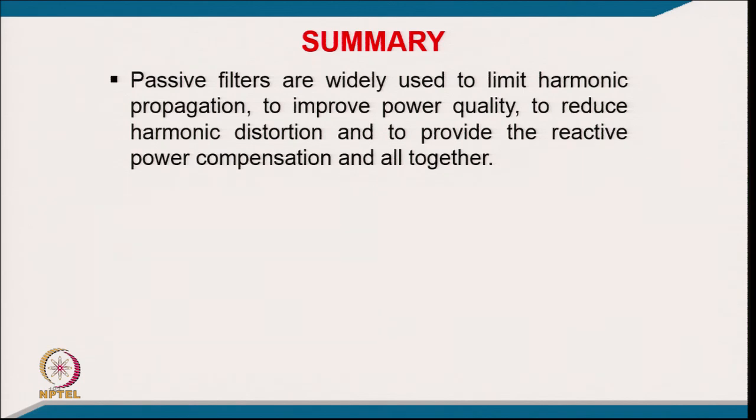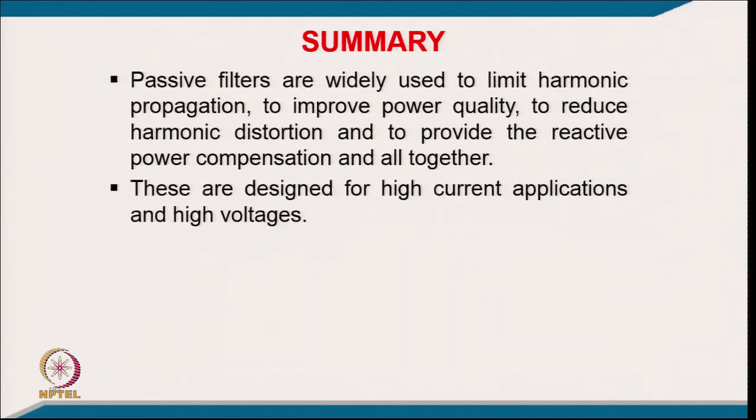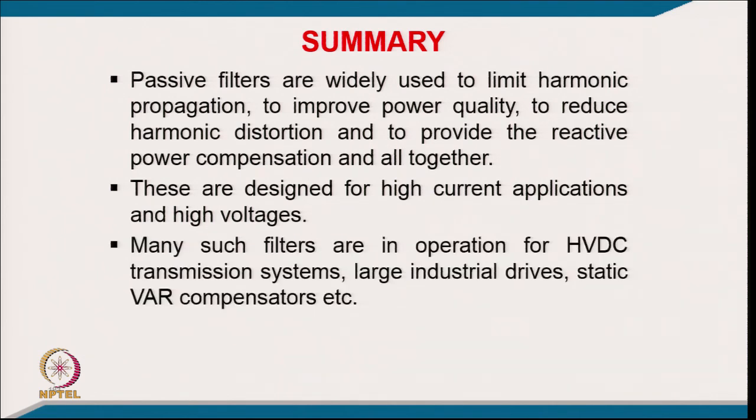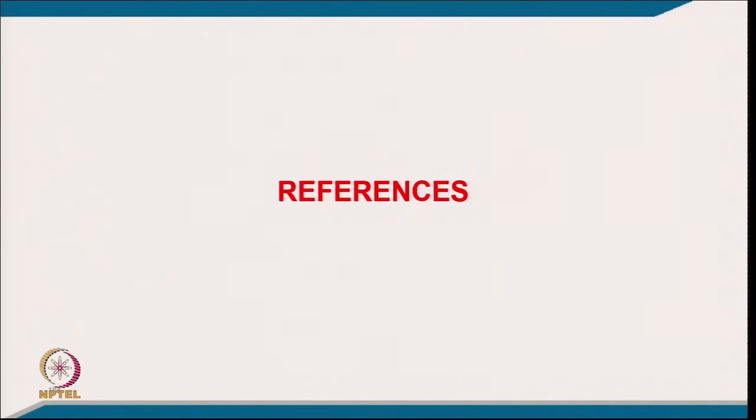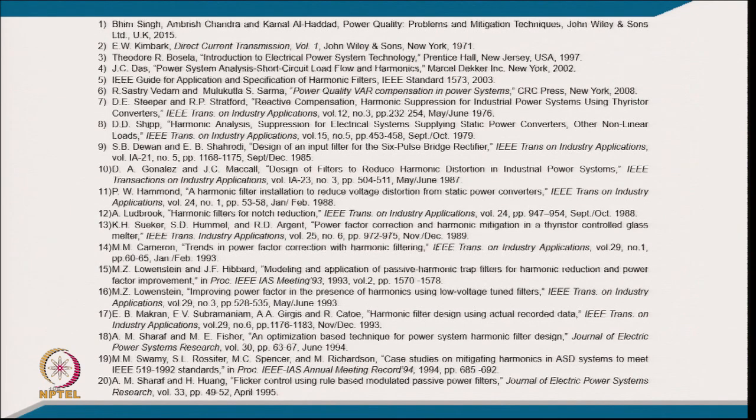To summarize, passive filters are widely used to limit harmonic propagation, to improve power quality, to reduce harmonic distortion, and to provide reactive power compensation altogether. These are designed for high current and high voltage applications like HVDC and high rating current source converters, and many such filters are in operation for HVDC transmission systems, large industrial drives, and static VAR compensators. These passive filters are also used along with a small rating active filter as a hybrid filter, with a major amount of passive filter. And these are some of the references, and thank you.